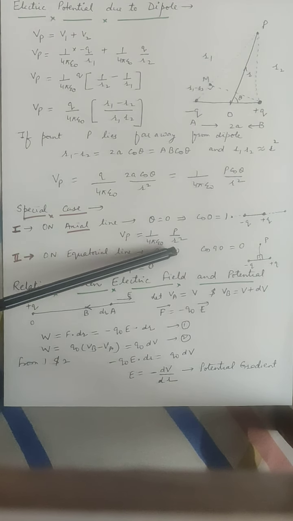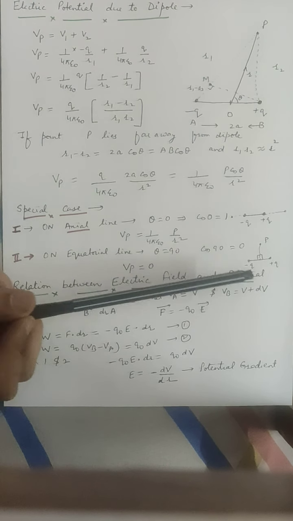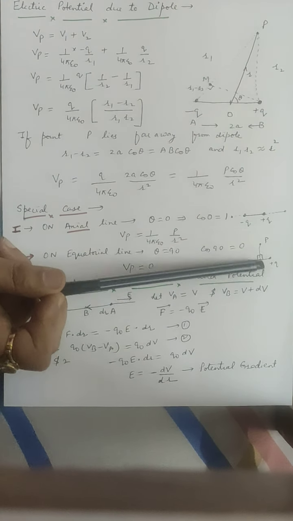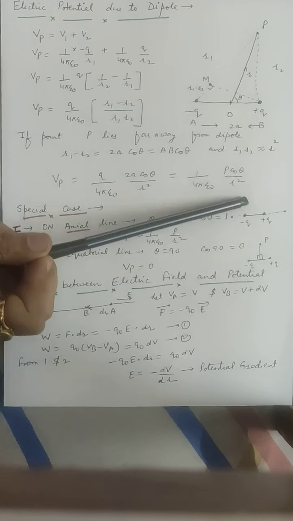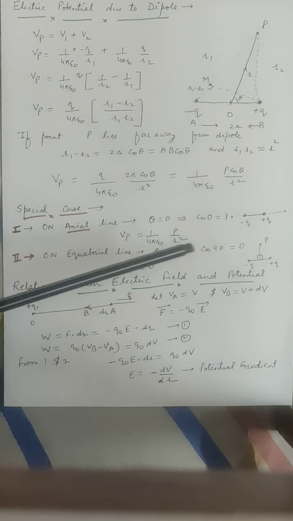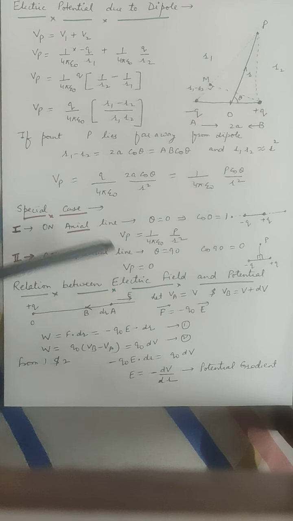And for any point on the equatorial line or the broad-on line, a broad-on position is one which is on the right bisector, the perpendicular bisector. So this theta becomes 90 degrees. Cos 90 is equal to 0. So always remember that the electrostatic potential due to a dipole on the equatorial line is always 0.